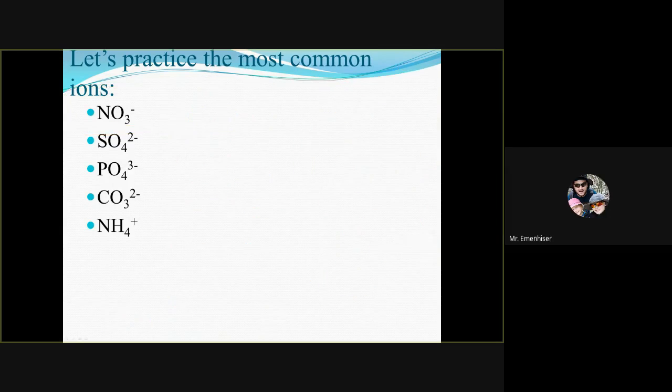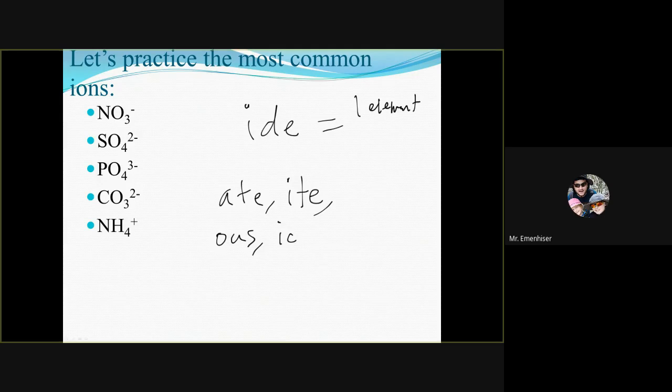All right, so let's write that down. IDE equals only, oh, actually, 1 element. Ate or ite. I guess it could also be us or ic if it ends in these suffixes. If it ends in any of those, then usually it's polyatomic. So then you'll have to look at your polyatomic list and see what the formula or the name is.